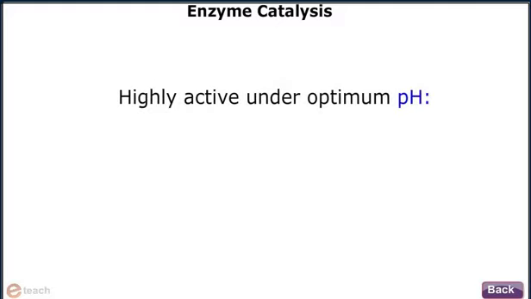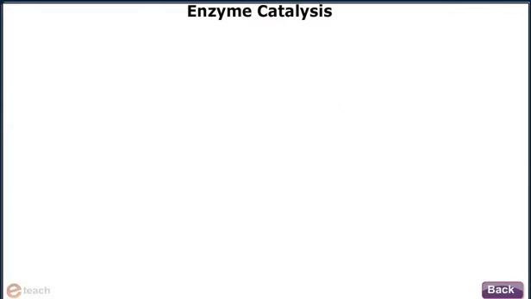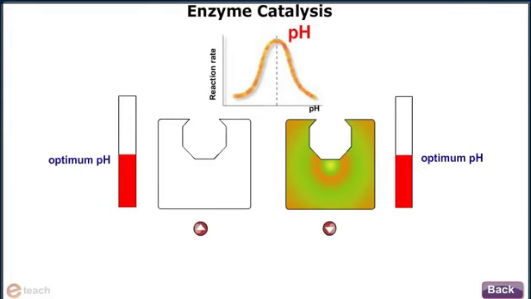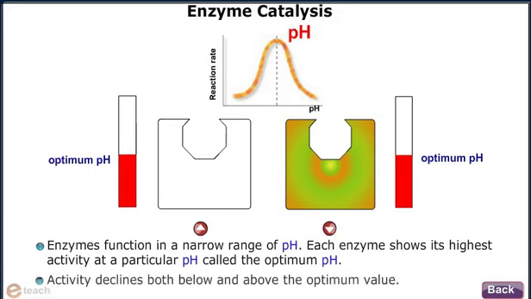pH. Highly active under optimum pH. The rate of an enzyme catalyzed reaction is maximum at a particular pH called optimum pH, which is between pH values 5 to 7. Enzymes function in a narrow range of pH. Each enzyme shows its highest activity at a particular pH called the optimum pH. Activity declines both below and above the optimum level.